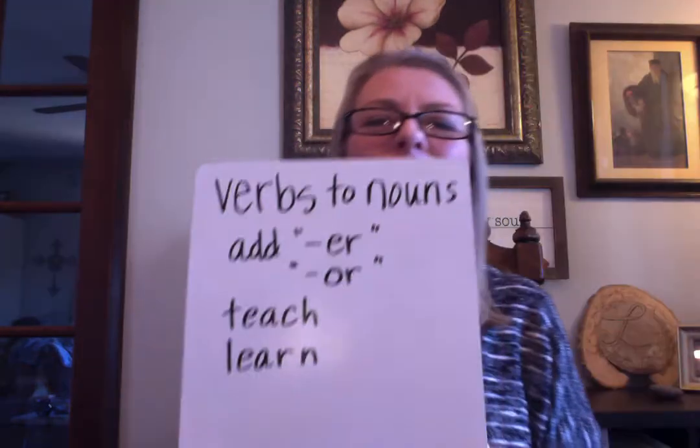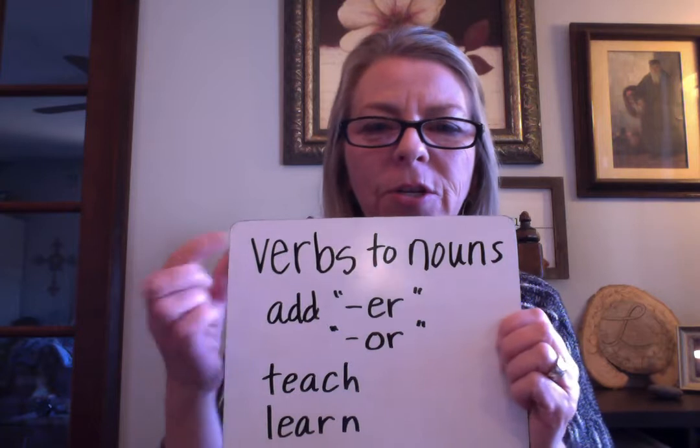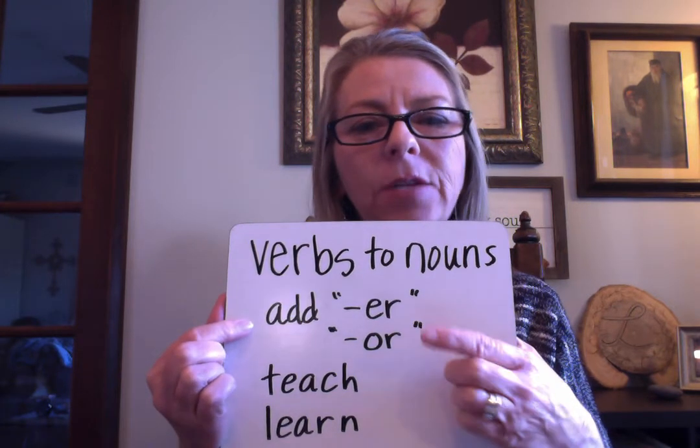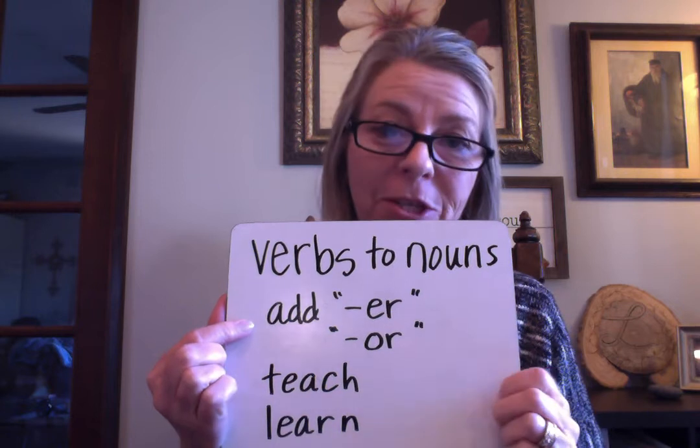Now, there are lots of different suffixes that we can add to verbs, like for instance, the verb invent, we could add ION on the end and it becomes invention. But you know what, boys and girls, we're keeping it so simple today. We're only going to work with two suffixes, ER or OR. So we can turn verbs into nouns by adding the suffix ER at the end or OR at the end. And so let me just show you how.